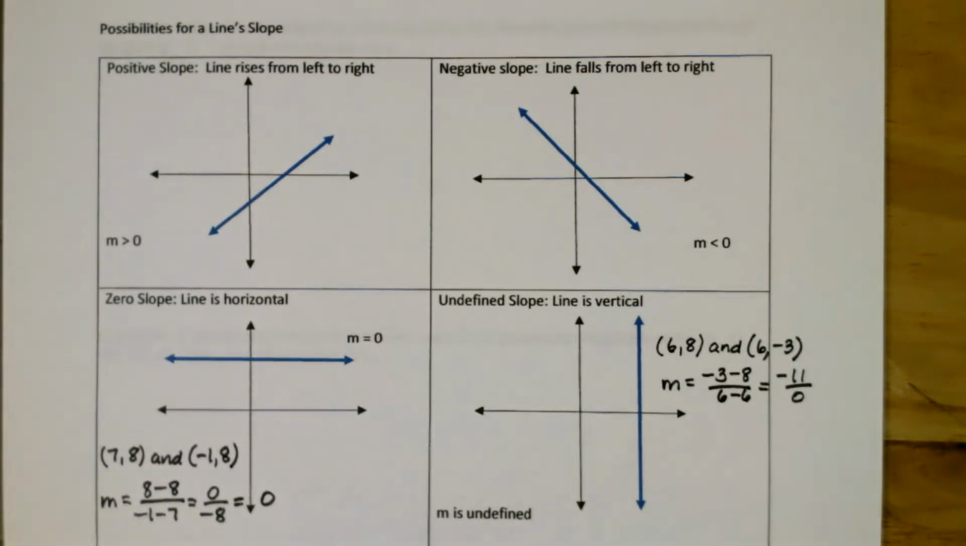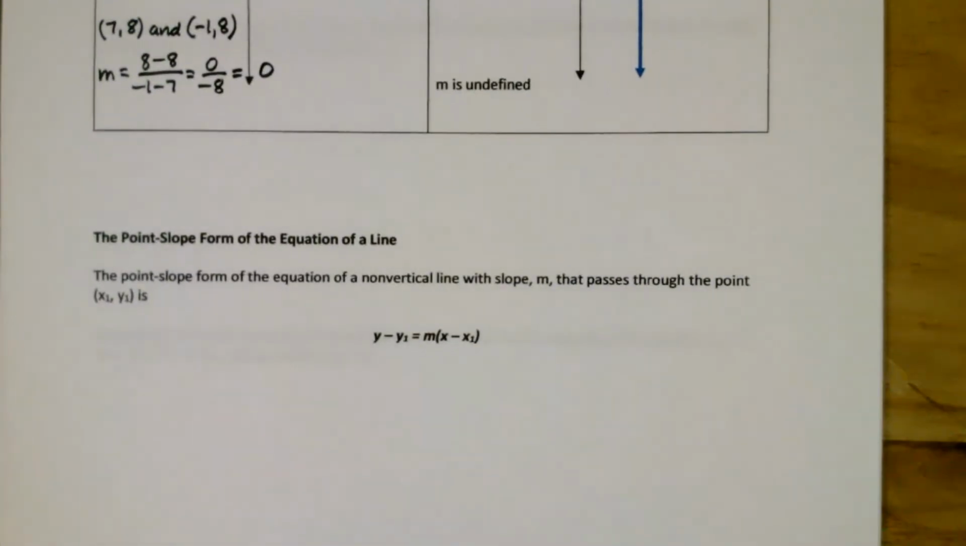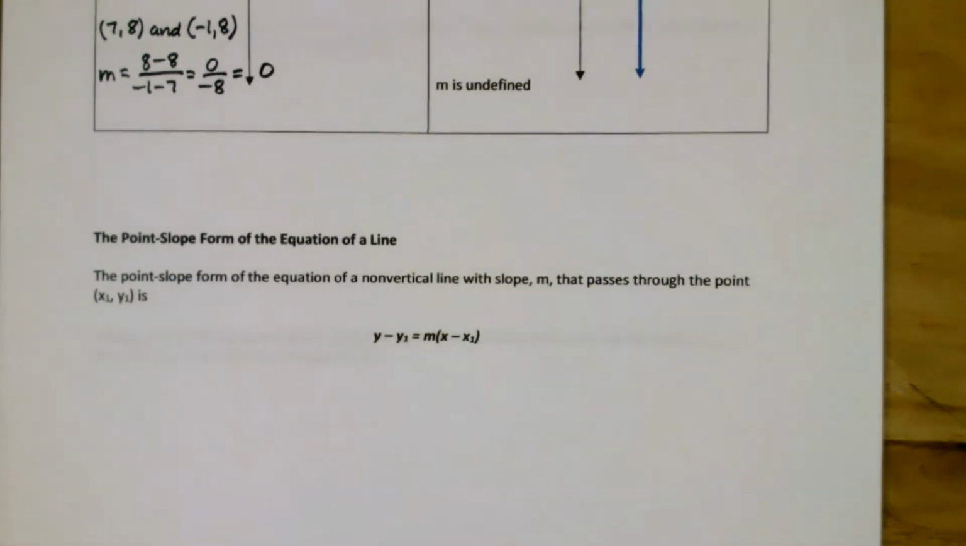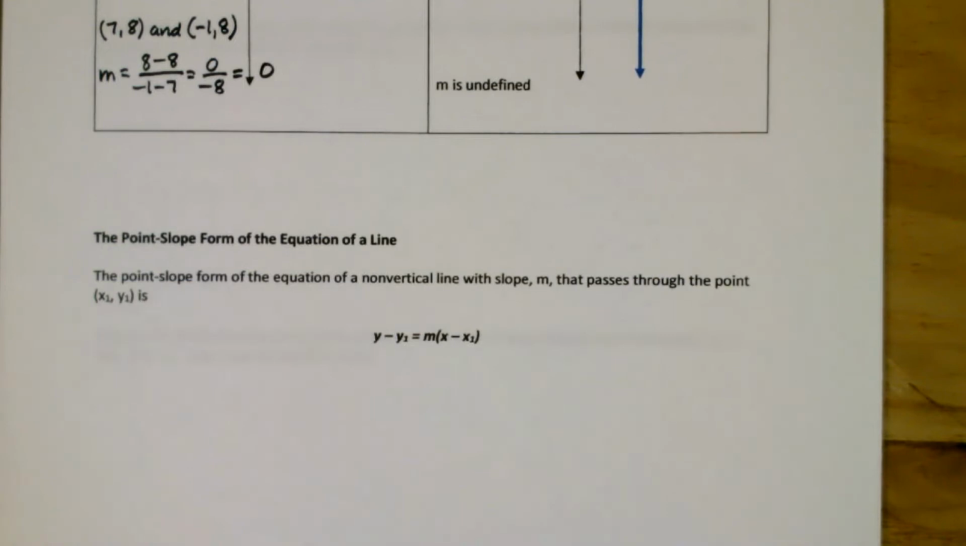All right, next we'll look at the point slope form of the equation of a line. And here it is. The point slope form of the equation of a non-vertical line with a slope of m that passes through the point x1, y1 is this: y minus y1 equals m times the quantity x minus x1. Now in an equation, you're going to always have a y and an x in it. The only thing you'll substitute is y1, x1, and m, which is your slope.